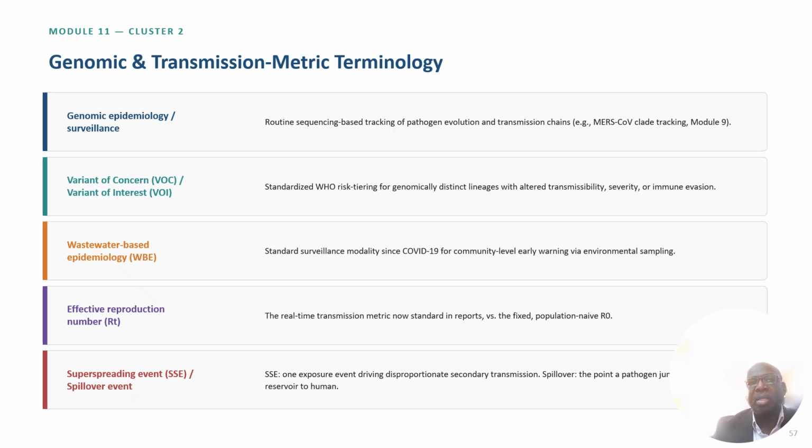Wastewater-based epidemiology is also genomic transmission of diseases that standardizes surveillance, but here it is modified with wastewater. Effective reproduction number: this is the reproductive number, the number of secondary cases that come after a case. If we have one case of measles, how many cases are we expecting to be transmitted directly from the origin case? That's what we call the reproductive number. So it means the mode of transmission of the diseases.